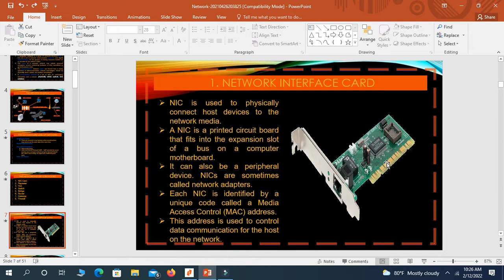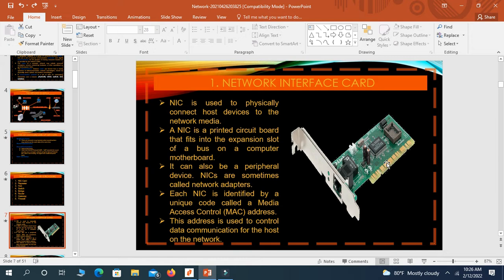Okay. Next they are saying a NIC is a printed circuit board that fits into the expansion slot of a bus on a computer motherboard. It can also be a peripheral device. NICs are sometimes called network adapters. Yeah, they are sometimes used interchangeably. It can also be called a network adapter.